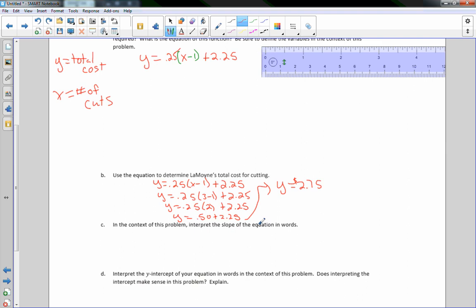In the context of this problem, interpret the slope of the equation in words. The slope is cost per cut. Is there any more we want to say about that? Cost per cut after first cut. First cut was free. So the slope is how much it's changing every time. How much did the price increase for each cut after the first cut? That's the way to say it.